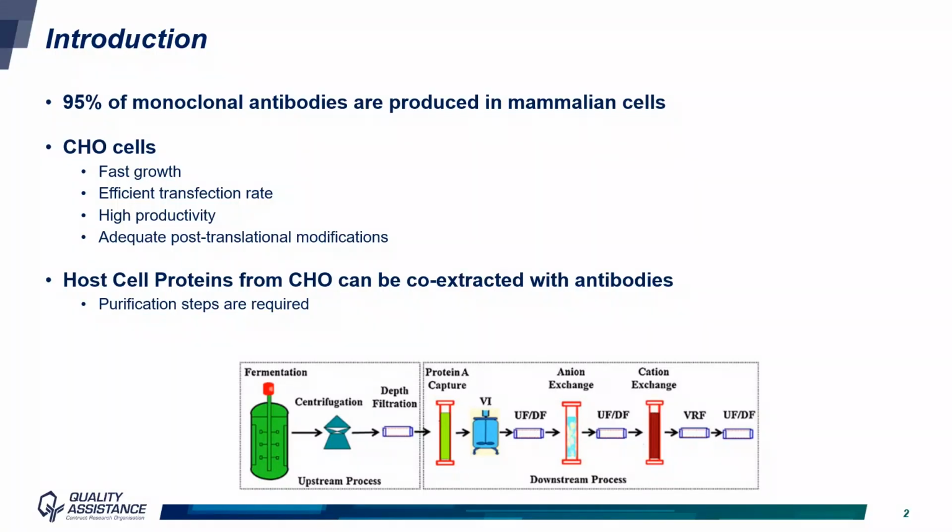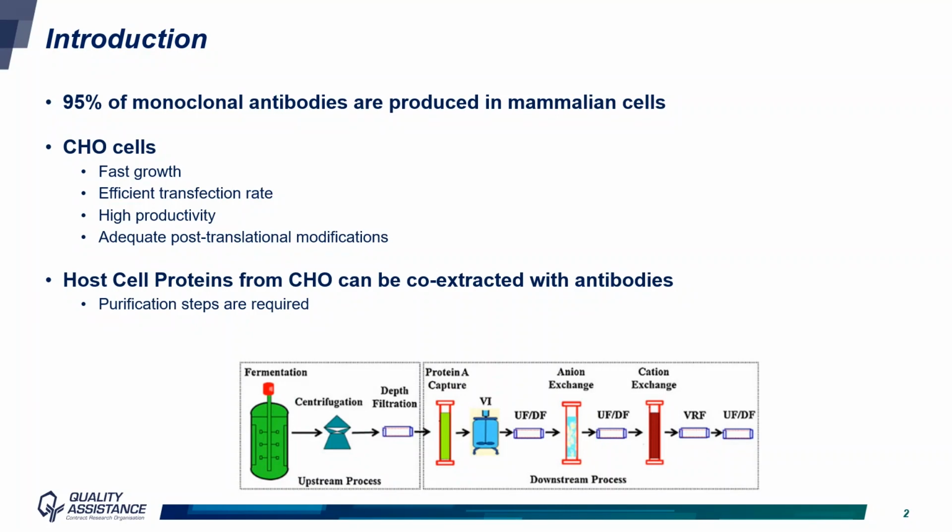CHO are the best choice as a mammalian host for industrial production of recombinant proteins for different reasons. They grow fast and are ideal for large-scale cultures. The transfection rate is very efficient. They allow a high productivity, 1 to 10 grams per liter, and adequate post-translational modification can be made in CHO.